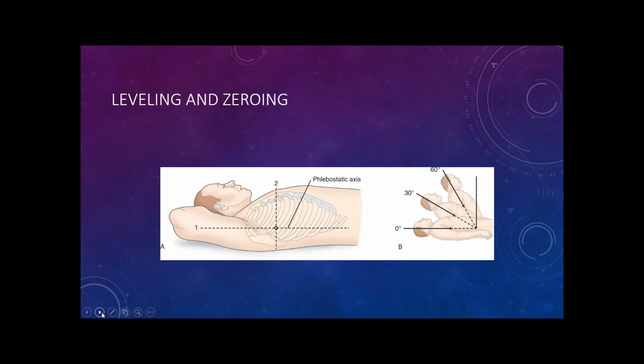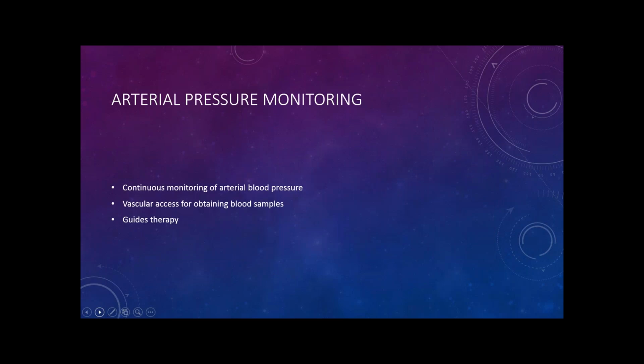Okay, so now we're going to talk specifically about arterial pressure monitoring. This allows us the opportunity to continuously monitor blood pressure. Okay, this gives us a constant readout. Every time your heart beats, you will get another measurement of your blood pressure. So continuous gives us the ability to see it in real time.